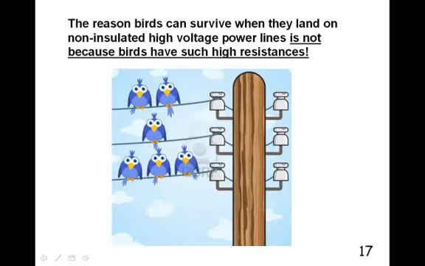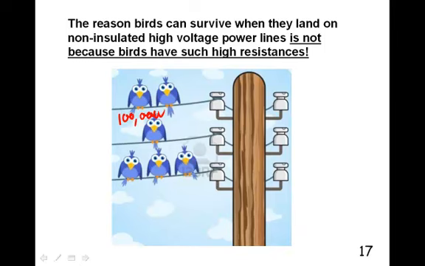Well, I'm just throwing this in. You might wonder why birds, when they land on high voltage power lines that are not insulated, don't get electrocuted. Because these voltages might be 100,000 volts that they're sitting right on. So you might think, well, here's this bird way up at 100,000 volts. Wouldn't that kill a bird?